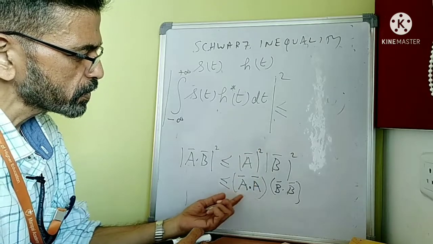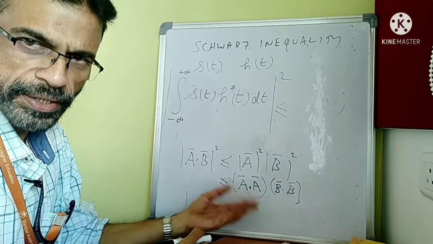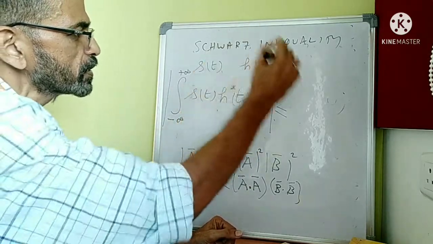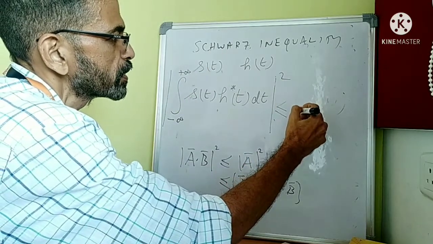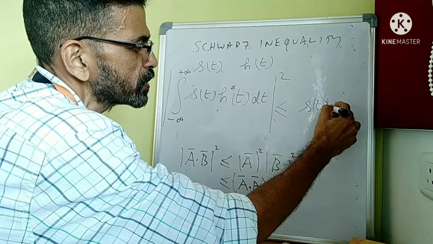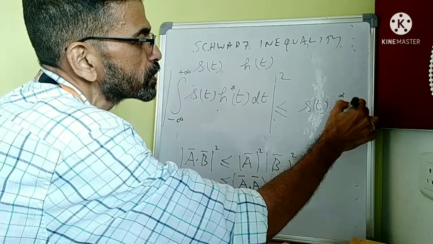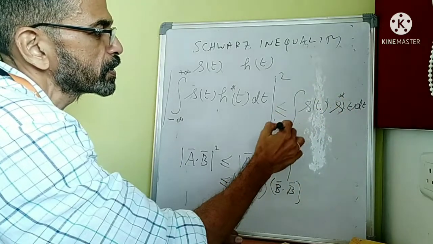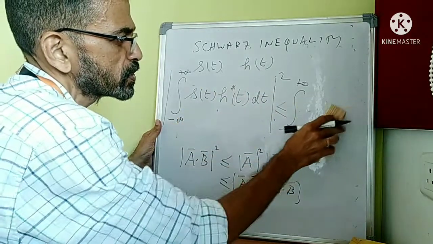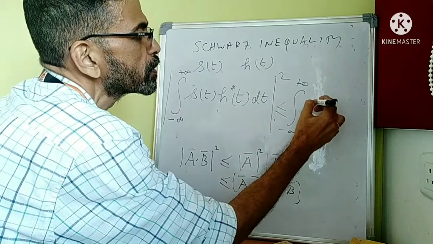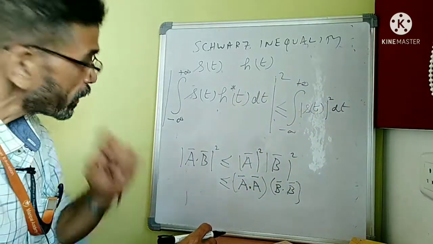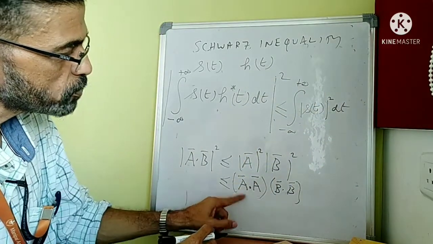magnitude of A square, which is nothing but a dot product between A and A, that is dot product of A with itself. So if you take this as the equivalent of vector A, we can write this as S(t). It is an inner product of S(t) with itself, so integral of S(t) into S conjugate(t) dt, which incidentally is the same as magnitude of S(t) square dt.